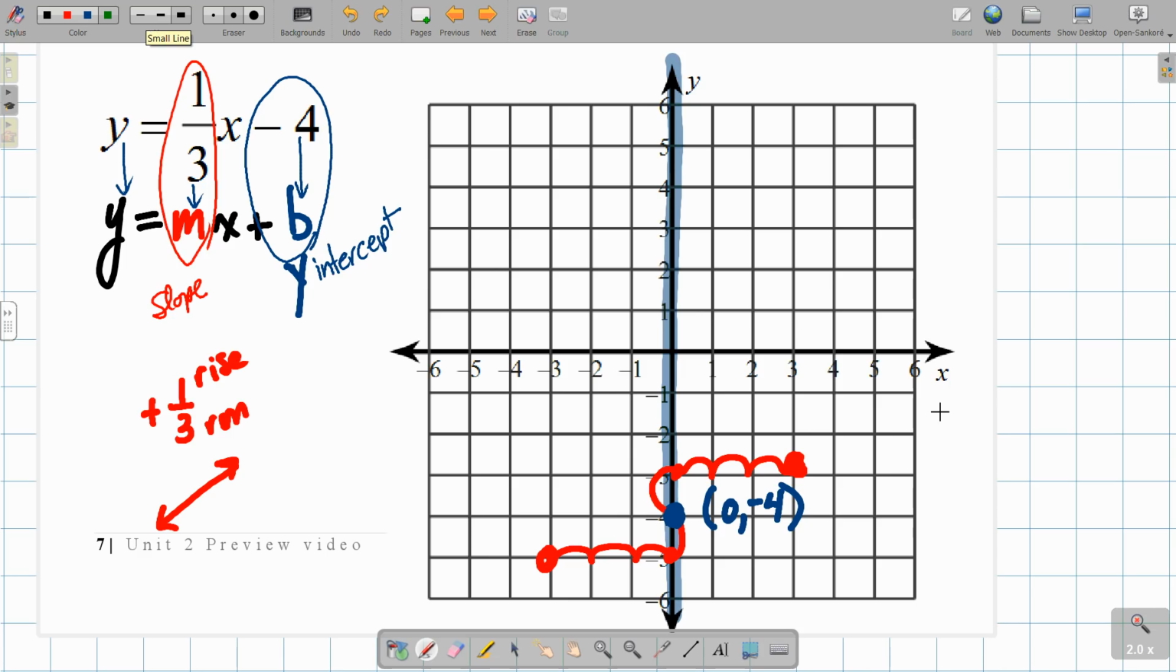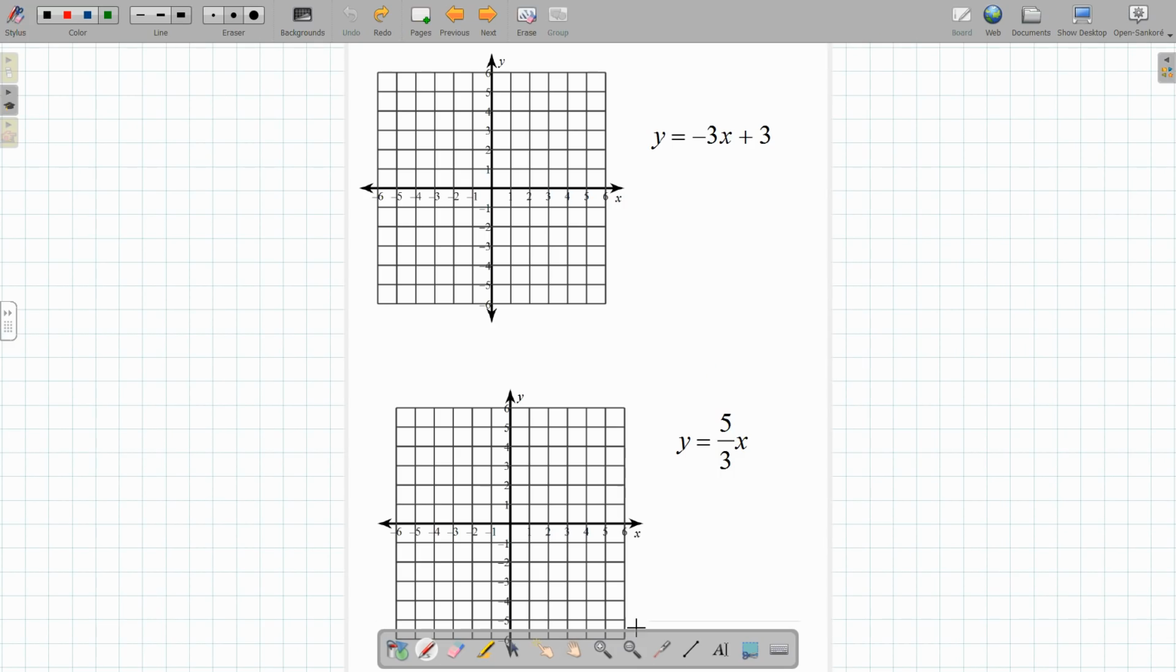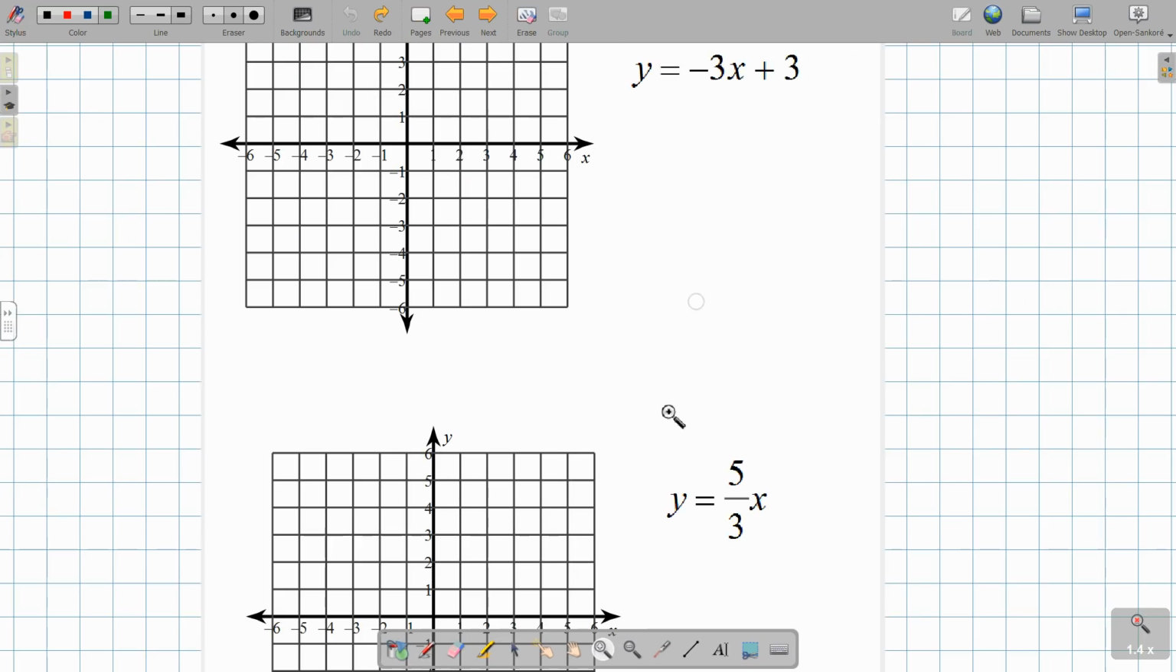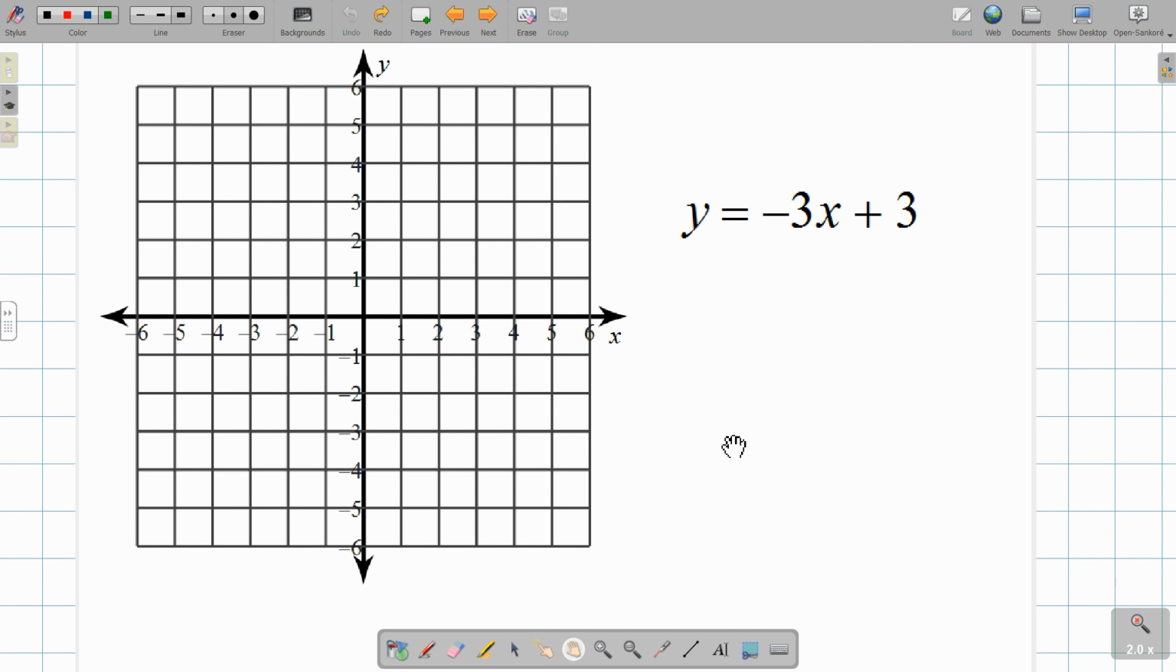Now you get your straight edge. Always label your lines, please. So that is y equals positive 1/3 x minus 4. Let's try another one. Start by writing your equation directly underneath.